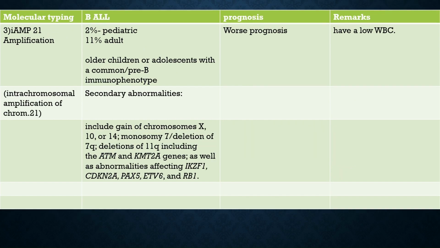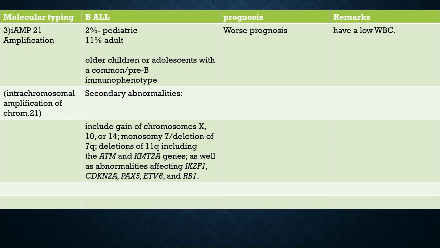Third is iAMP21, that is intrachromosomal amplification of chromosome number 21. It is seen in 2% of pediatric ALL and 11% of adult ALL. Older children and adolescents are seen with common or pre-B immunophenotype. It has a worse prognosis, it has a low WBC count, and some secondary abnormalities are also seen with iAMP21.